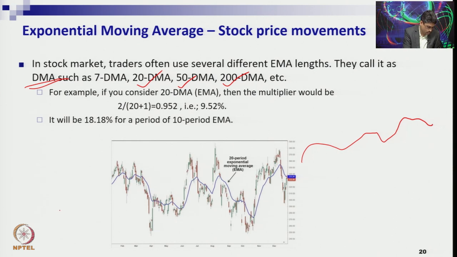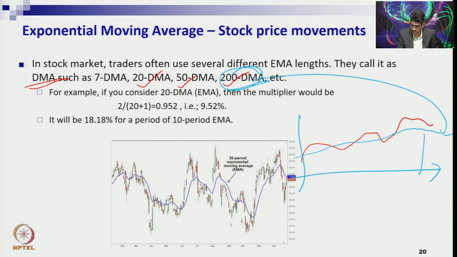Let me put a different color. Suppose I am talking about the 200 days moving average, for long term investors. Suppose the 200 days moving average comes out like this. So this is your 200 days moving average, and this is your stock price, the red one. In that case, you can see that over a period of time your stock price is trading above your 200 days moving average. That is, it is in the overbought zone. So don't buy now, wait for a correction. There is a high chance that the stock price may go down.